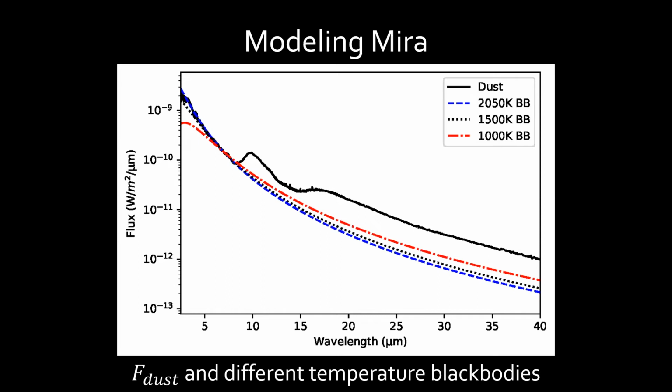And 2050 kelvins was used because it provides the best fit to the total dust spectrum without any theoretical considerations about dust stability.